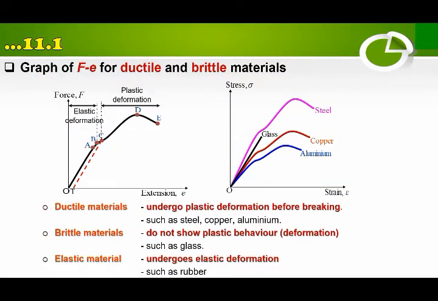From the graph of force versus extension, we will discuss the ductile and brittle material. The graph of force versus extension is also equal to the graph of stress versus strain. Because of that, we can explain the ductile material, which is the material that undergoes plastic deformation before breaking, such as steel, copper, and aluminium. A brittle material does not show plastic deformation, such as glass. And the last one I just add on, which is elastic material, the material that undergoes elastic deformation, such as rubber.